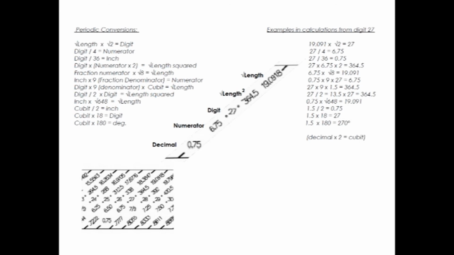Cubit divided by 2 equals the inch. 1.5 divided by 2 equals 0.75. Cubit times 18 equals a digit. 1.5 times 18 equals 27. Cubit times 180 equals degree. 1.5 times 180 equals 270 degrees. And always, decimal times 2 equals the cubit.